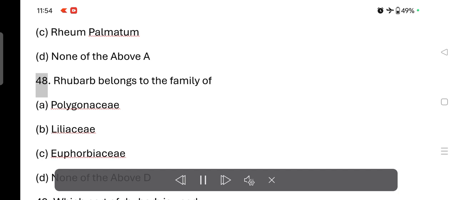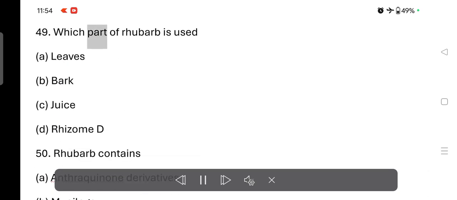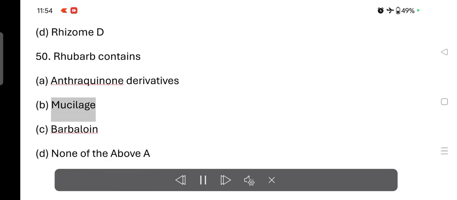Answer: A. 48. Rhubarb belongs to the family of A. Polygonaceae. B. Liliaceae. C. Euphorbiaceae. D. None of the above. Answer: D. 49. Which part of rhubarb is used? A. Leaves. B. Bark. C. Juice. D. Rhizome. Answer: D. 50. Rhubarb contains A. Anthraquinone derivatives. B. Mucilage. C. Barbaloin. D. None of the above. Answer: A.